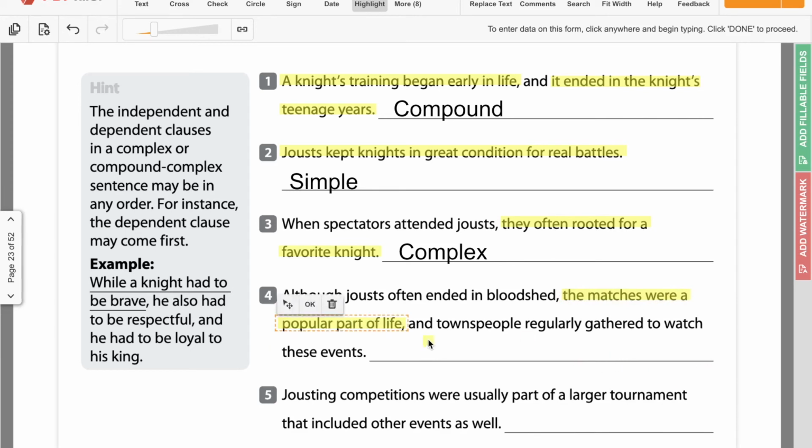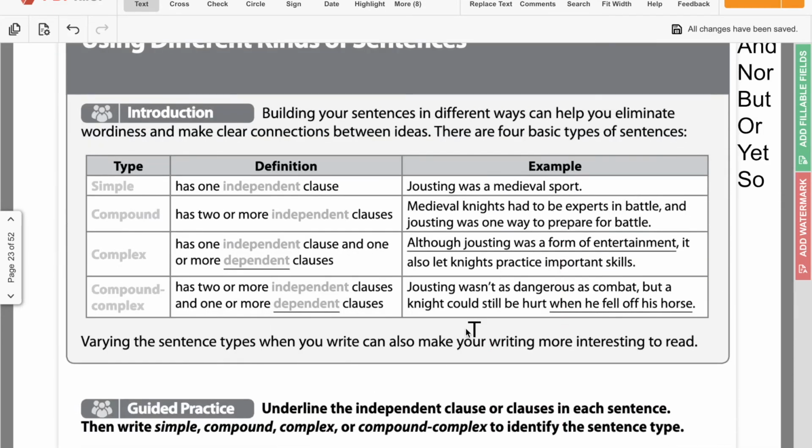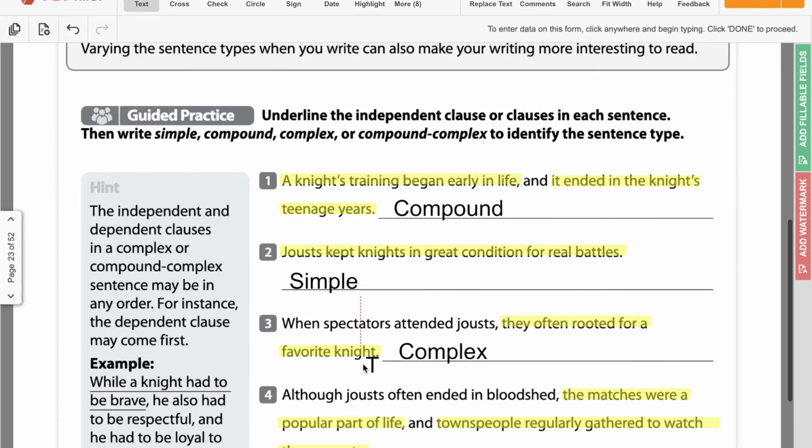And then lastly, we have a conjunction, and then we have the sentence, townspeople regularly gathered to watch these events. Does that make sense on its own? Yes. So we have a second independent clause. So we have a conjunction, two independent clauses, and one dependent clause. So what sentence is made of two independent clauses and one dependent clause? Compound complex.